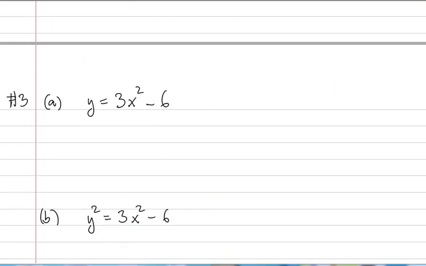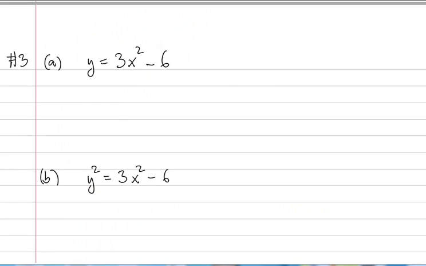Okay. The next problem is asking which of these are parabolas, circles, and to find vertices and so on. So this equation is a parabola, because a parabola is of the form y equals ax squared plus bx plus c, and here a is equal to 3, b is equal to 0, and c is equal to negative 6.